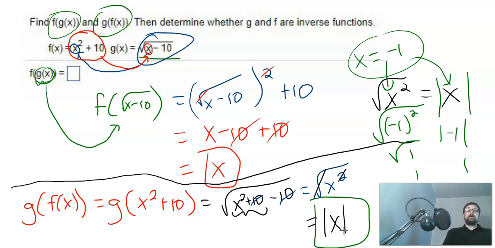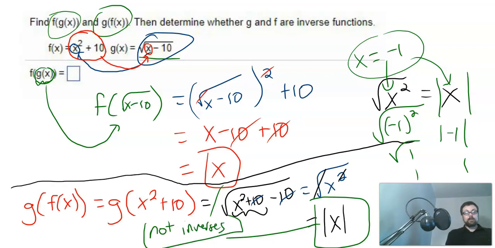Now, that means they're not inverses though, right? Because if it doesn't exactly equal x for both of these, they're not inverses. So these are not inverses of each other. And the issue actually comes back to that one-to-one property. X squared plus 10, that's a parabola, right? We know what that graph looks like. It looks like this, right? The plus 10 shifts it up 10. It's not a one-to-one function, right? Horizontal lines cross the graph more than once. If it's not one-to-one, it can't be an inverse.